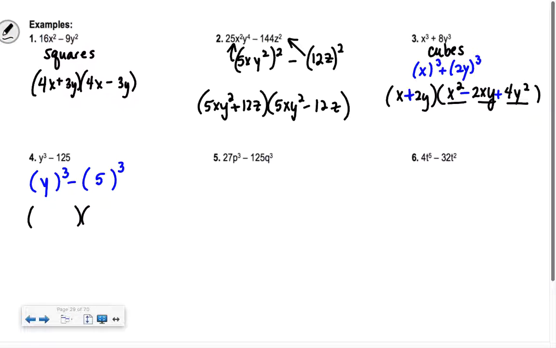So I do my binomial and my trinomial. The binomial is y minus 5. We just drop the cubes. For the trinomial, I square the first item, y squared. I square the last item, 25. I multiply the two together, so 5 times y. I ignore the signs and just take 5 times y, and then I do the signs at the very end. Do you remember? Same, opposite, always positive. Plus, plus.